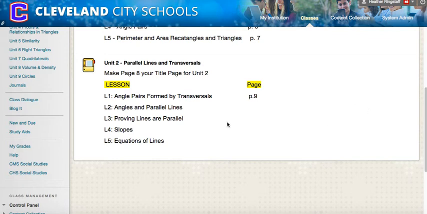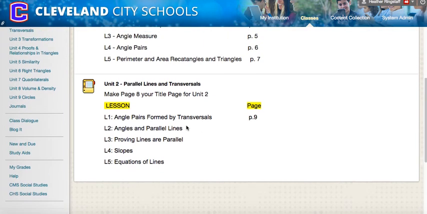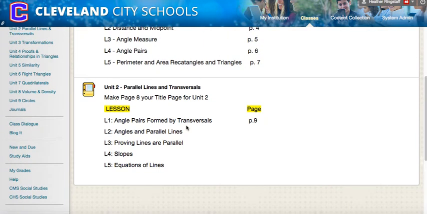What I'd like for you to do is go ahead and get your interactive notebook, if you haven't already. Go to the beginning. It should be the second page, for the table of contents, and I want you to title it Unit 2 Parallel Lines and Transversals. And I want you to write down the lessons and just write down that first page number, page 9.